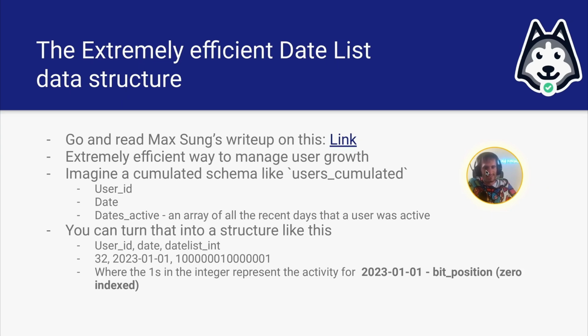One of the things that sucks about that, though, is that you have this big old array of dates, and you don't really need them, because dates can mostly be thought of as an offset. So think about it this way instead. Imagine you have this thing called a date list int, where we have user 32, January 1st, and then this structure is going to be the days when that user was active. See this 1 here? That means they were active on January 1st.